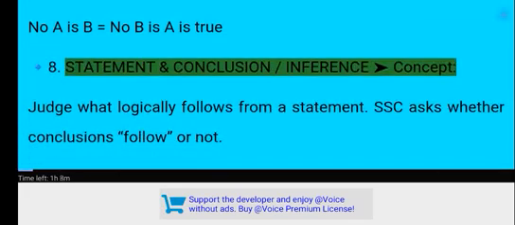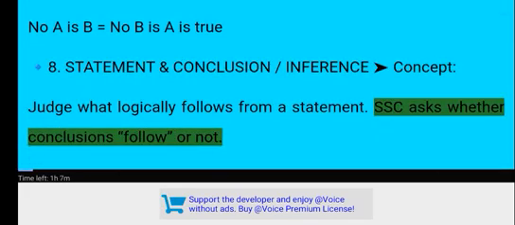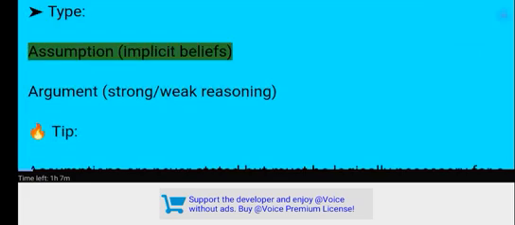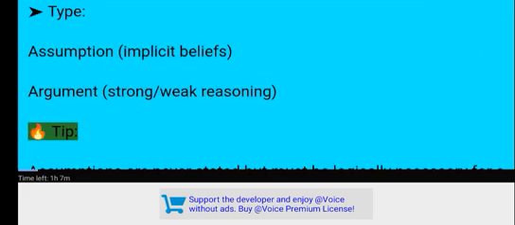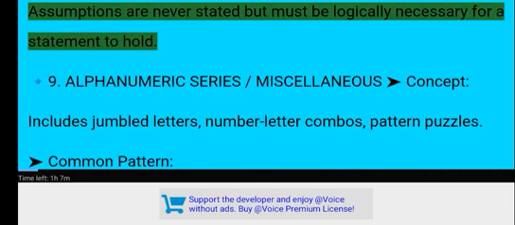Statement and conclusion, inference concept. Judge what logically follows from a statement. SSC asks whether conclusions follow or not. Types: assumption, implicit beliefs; argument, strong and weak reasoning. Tip: assumptions are never stated but must be logically necessary for a statement to hold.